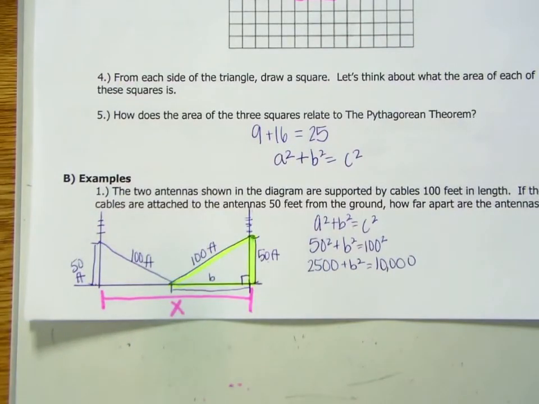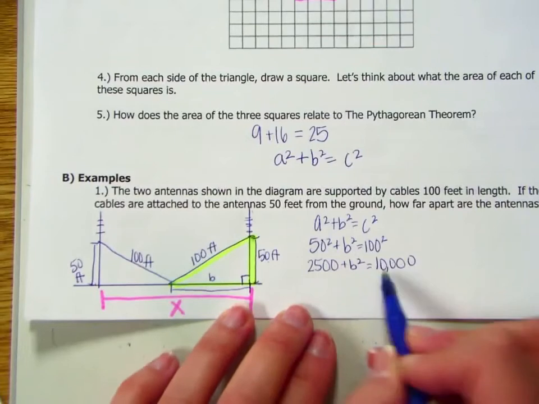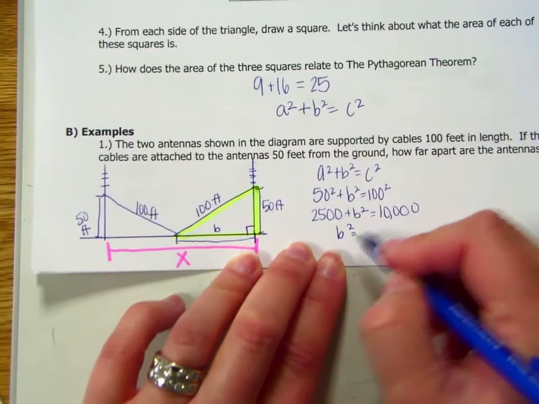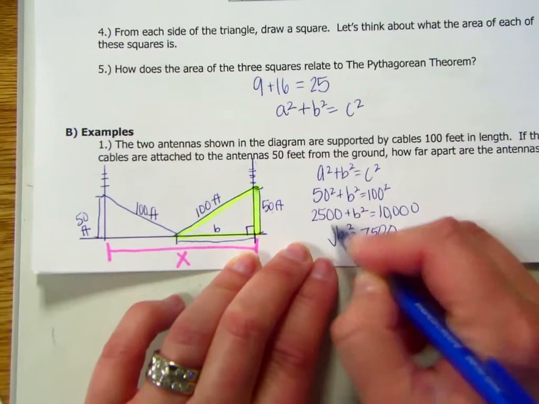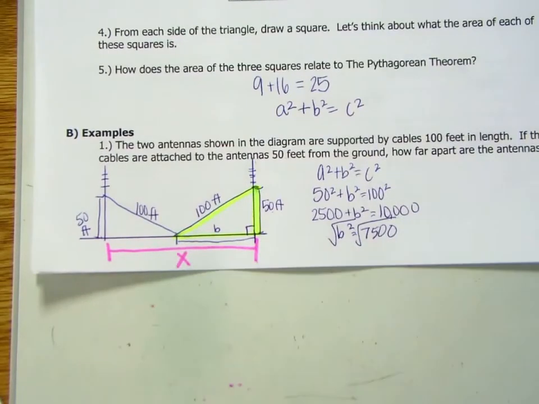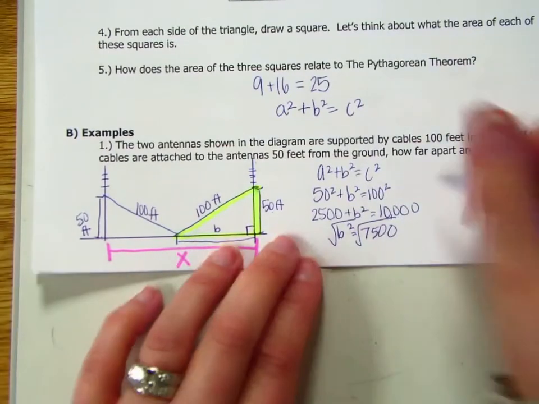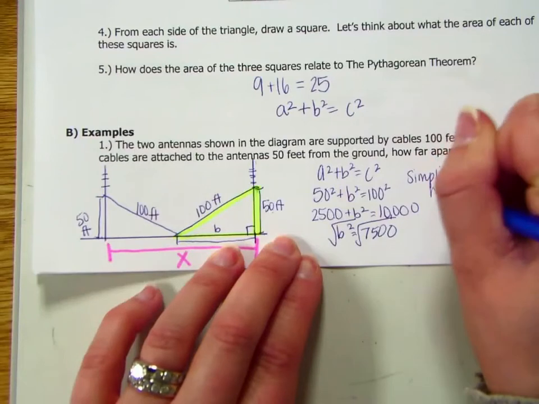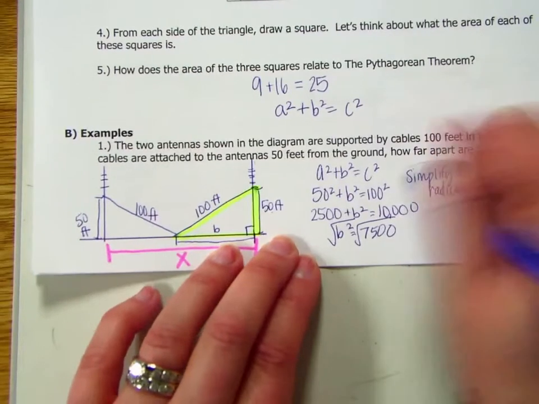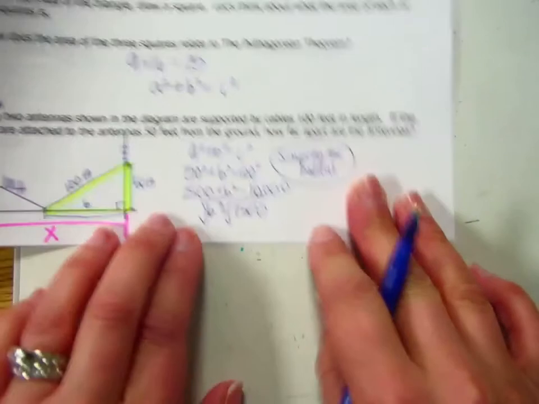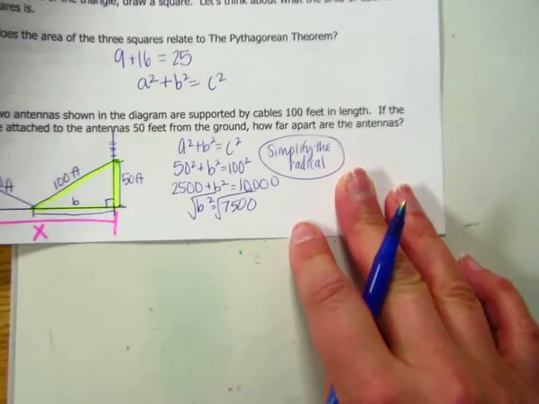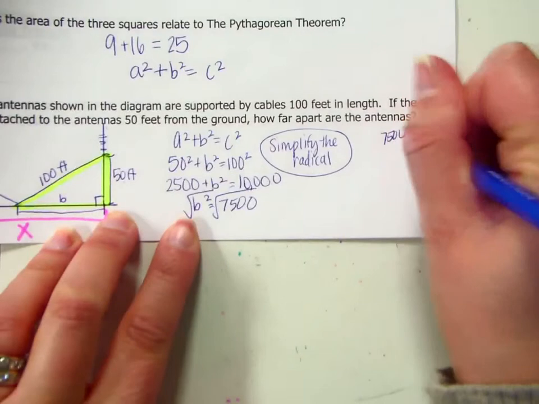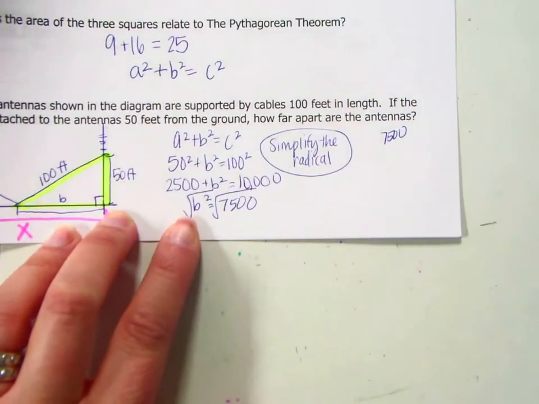Alrighty. What we are going to do from here is subtract 2,500. So B squared equals 7,500. And then we need to take the square root. Now, before you put that in your calculator, we are going to simplify the radical. So I have to go back to the internet or some other resources to remember this. We'll go through one, but this is something I expect you to know from algebra.